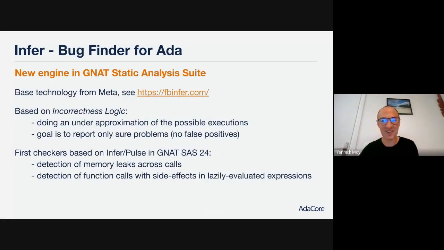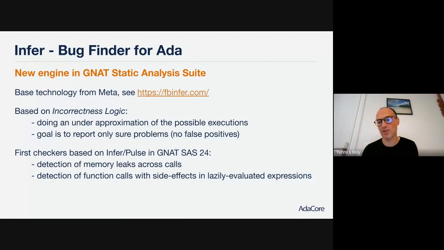To finish, 2 minutes late, we have this new engine inside our GNAT static analysis suite, what we previously called CodePeer, which is called Infer, based on technology from Meta Facebook. And here the angle to approach bug finding is this thing called incorrectness logic. Instead of doing classical abstract interpretation, the goal here is to do an under-approximation to have only sure problems, sure errors that someone should fix.